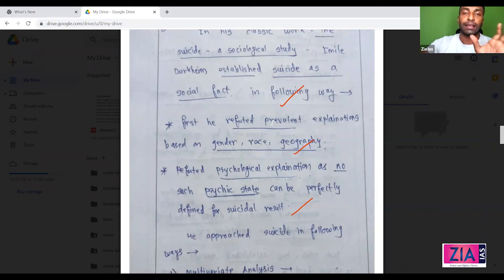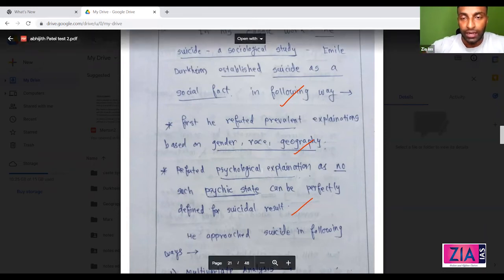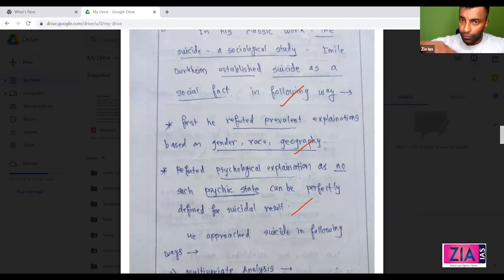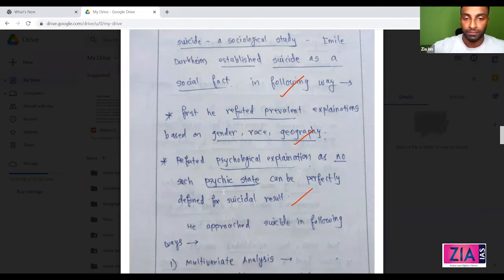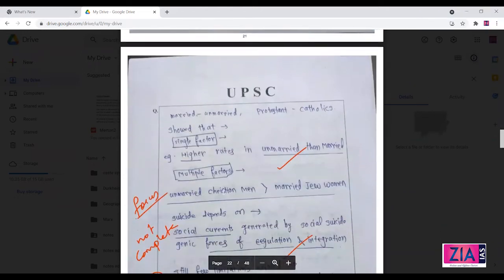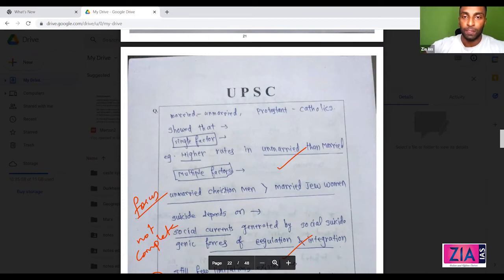For that, you need to tell that there are things in society in the form of forces of integration and forces of regulation, which force people to commit suicide, present in the form of social currents. That's what is meant by social facts. These social currents are forcing people to commit suicide. Different societies have different social variables, having different social currents and different suicide rates. So that's how he explains suicide as a social fact. And since it is a social current, it is independent of the individual. It is forcing the individual to commit suicide, so it has a constraining influence.